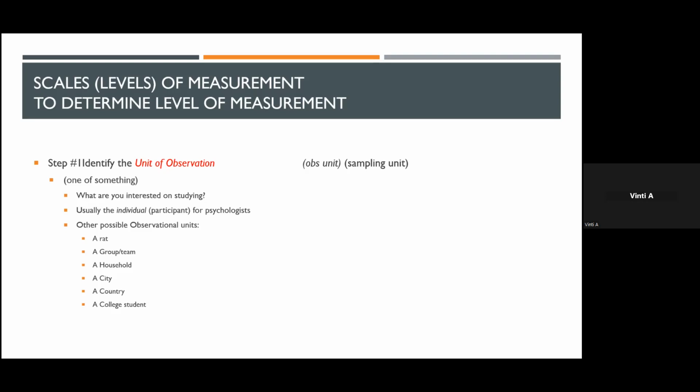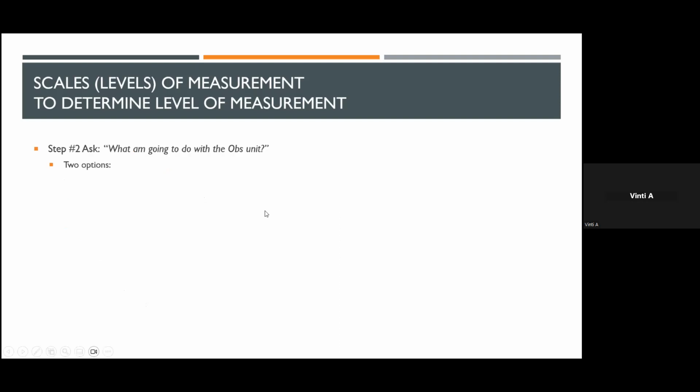Okay, it can be even an item of furniture, right? So depending on what is the observational unit, first you always start with what is the unit of observation. Okay, the second thing is, what am I going to do with that observation unit? Either I assign the observation unit to a category.